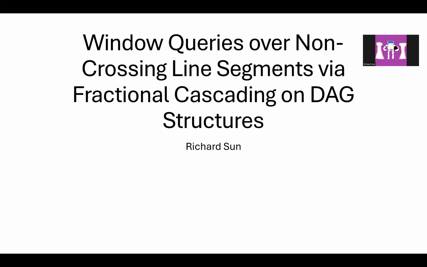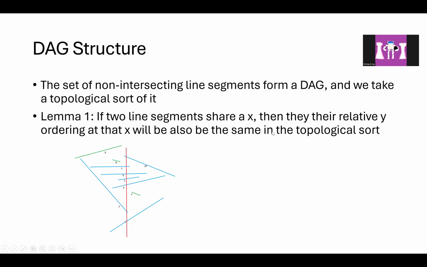Okay, so this is my research about window queries over non-crossing line segments utilizing fractional cascading on directed acyclic graph structures. That title's kind of a mouthful, so it'll make sense when I start explaining. Okay, so what is a window query?